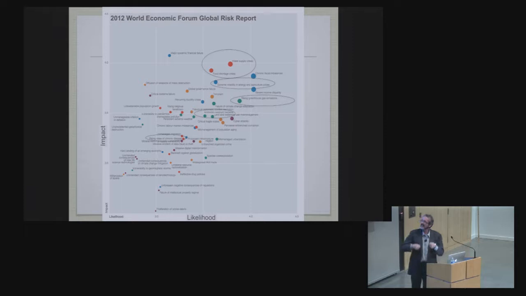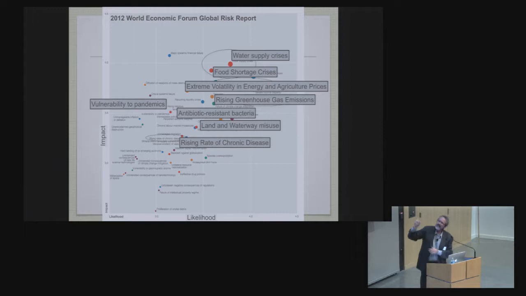On the bottom axis you have the likelihood of an event happening, and on the y-axis you have the impact of it happening. Up in that corner way over there, the upper right corner, is chronic fiscal imbalance. That's a likely event. We're all experiencing it right now, and it's very high impact. So this is all the things they thought were really important, and I've circled things on there that I'm going to blow up in a moment. Here they are blown up.